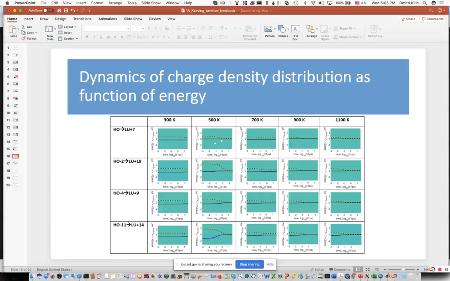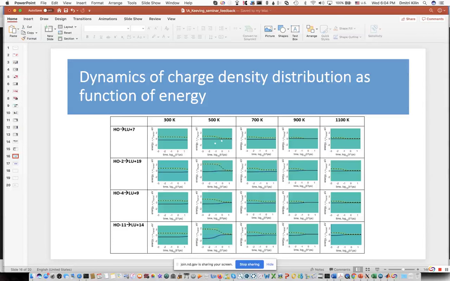Okay. So in these slides, I'm looking at how my charge density distribution is changing with energy. Note that at my lower temperatures, the change for both my electron and my electron hole are almost negligible. So you see flat lines there. However, as the temperature increases, the relaxation occurs quickly.